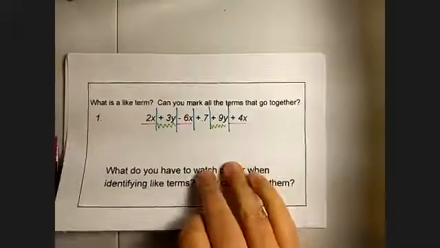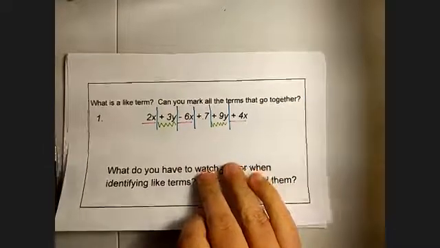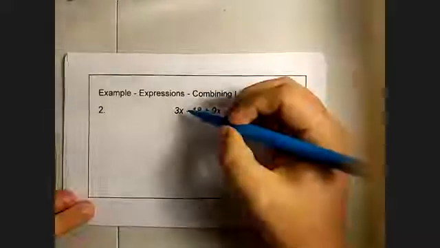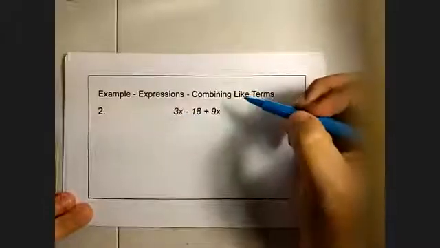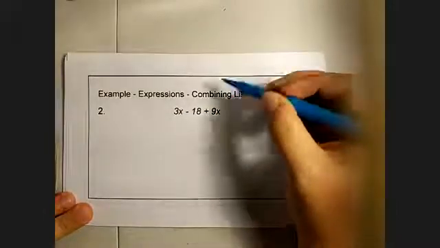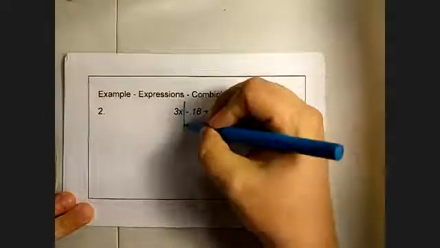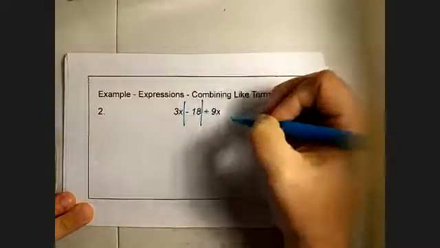What we would do then is rearrange the expression to put the things that are alike together. We're going to start a little simpler here. First thing we're going to do is chunk this. If you want to pause this and try this on your own, you can, or you can work through this example and then try the next one on your own. 3x minus 18 plus 9x. 3x chunk, minus 18 chunk, plus 9x.